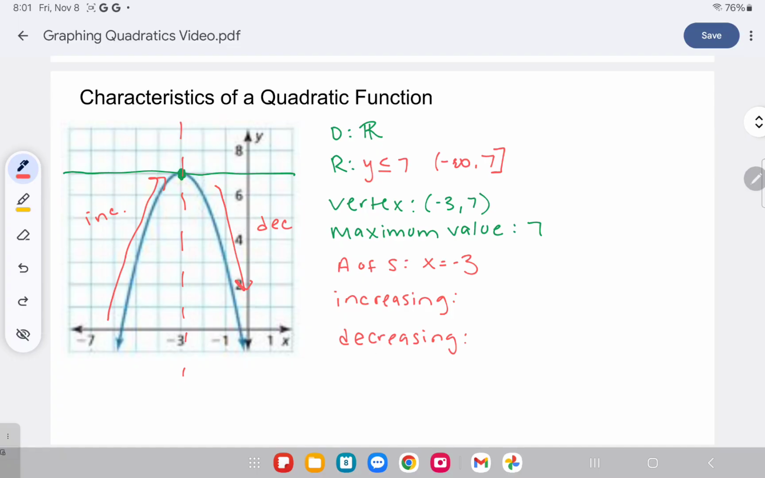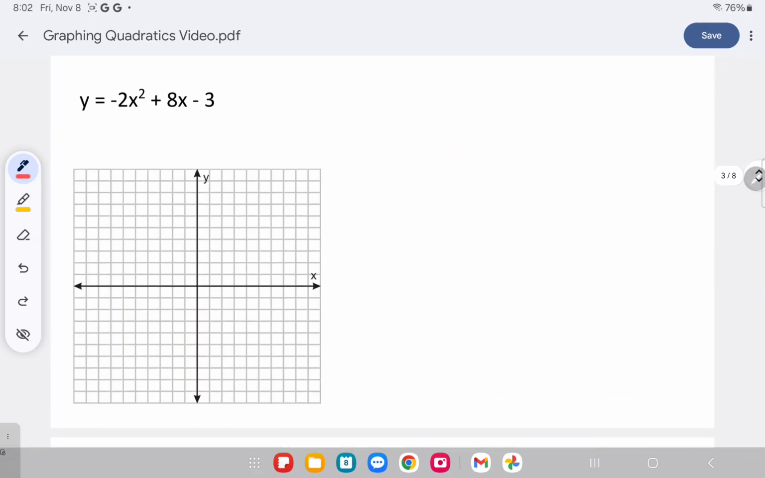And so if it's increasing to the left of right in the middle where it switches from increasing to decreasing is -3. So if it's increasing to the left of -3, we would say it's increasing when x is less than -3, and it's decreasing to the right of -3 or when x is greater than -3. So those are all the characteristics of a quadratic function. Let's talk about graphing one now.